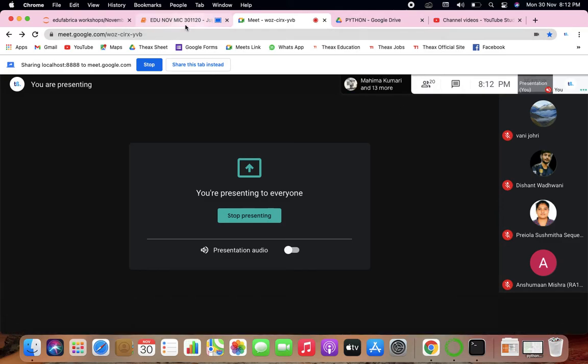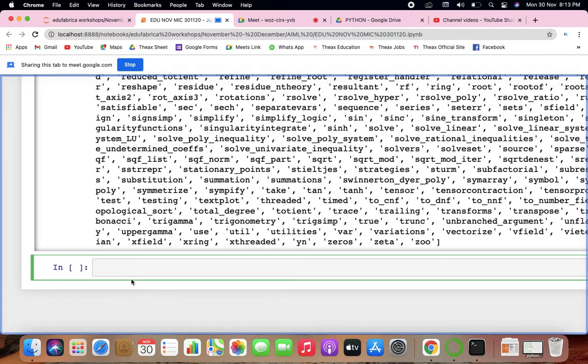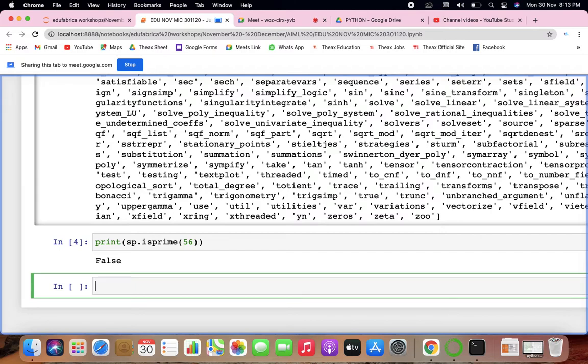Okay. So here in the library, let's say I take a number like 56. Is it a prime number or not? If you want to check it, we'll be using sp dot isprime. For 56, we get the result that it is not a prime number. So with mathematics-related things, and with physics and a lot of things, once you go through them, you'll find a lot in it. There is a lot to cover here, so we'll be going through it.